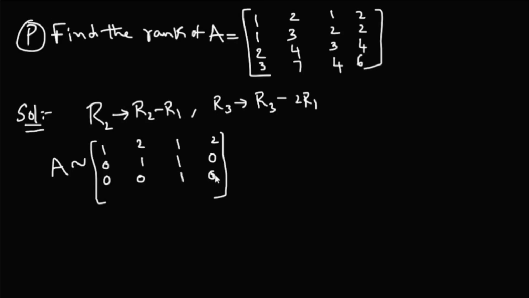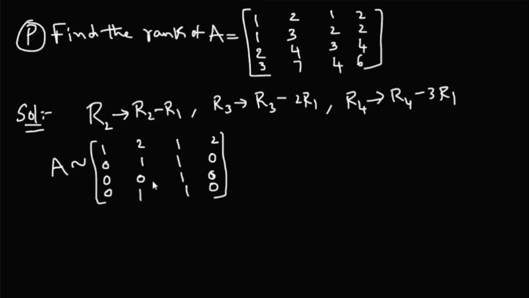Okay. Next, make this entry 0. R4 implies R4 minus 3R1. So if you do this, you will get 0 here. 7 minus 3 into 6, 2 is 6. 7 minus 6, 1. 4 minus 3, 1. 6 minus 6, 0. Right?